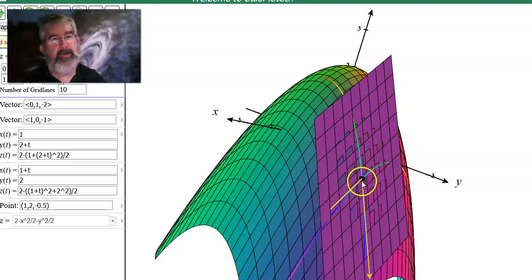I'm not going to define this as the plane that hits at just one point. I'm going to define it as the plane determined by those two vectors, by those two tangent vectors to those two curves in just the x direction and just the y direction.